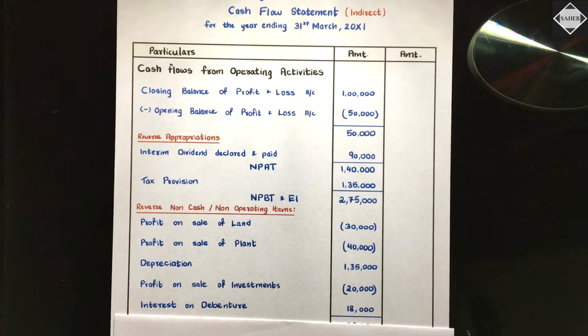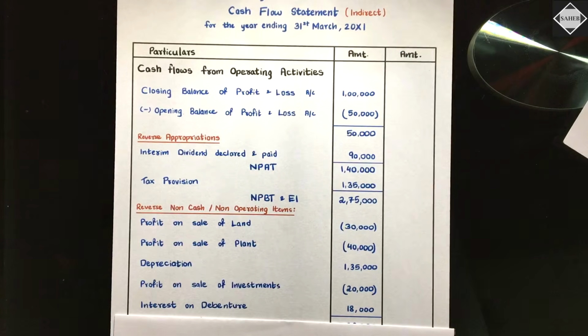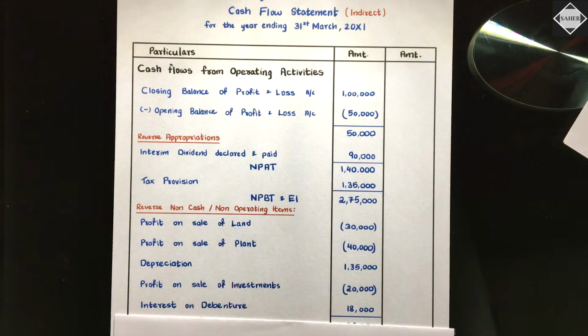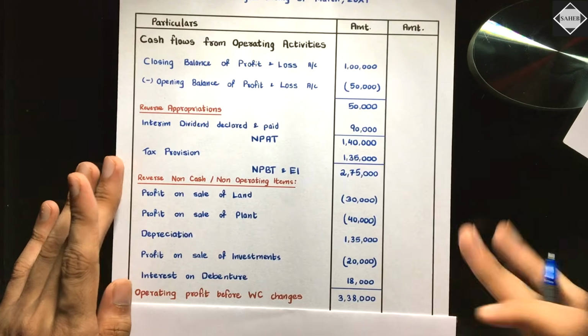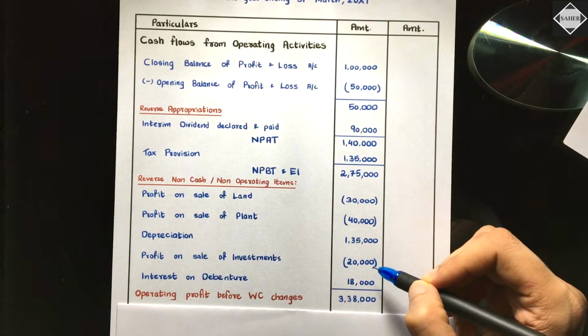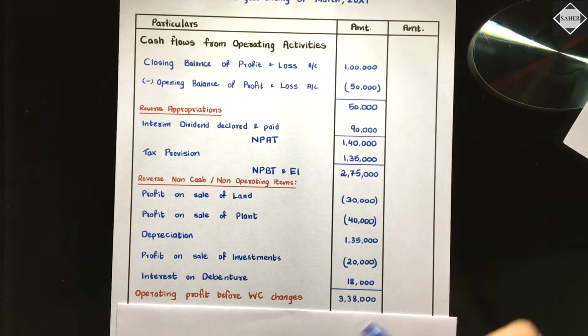If you see in the question also, you will not find anything. There's nothing given over here, and in the adjustment also there is nothing, right? So there are no more non-cash and non-operating items. So you have to find out the operating profit before working capital changes. 2,75,000 minus 30 minus 40 plus 1,35,000 minus 20 plus 18, that's equal to 3,38,000. This is operating profit before working capital changes.